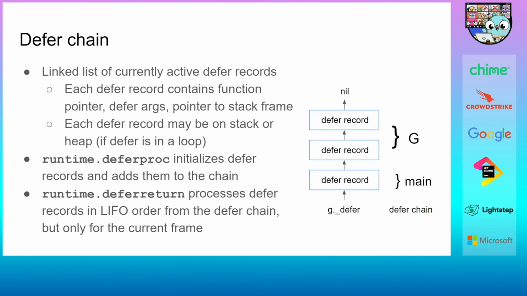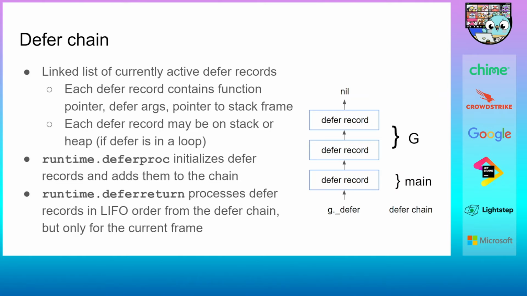Now, what is the defer chain? It's a linked list maintained in the Go runtime of the currently active defer records. Each defer record contains the function pointer and arguments for a defer call, and a pointer to the associated stack frame. So in the figure on the right, we show a defer chain that has 1 active record for main and 2 active records for the function g.